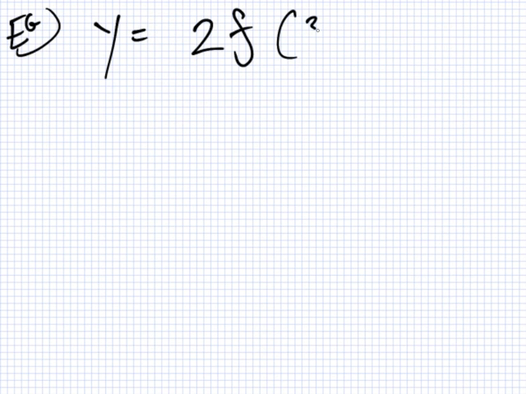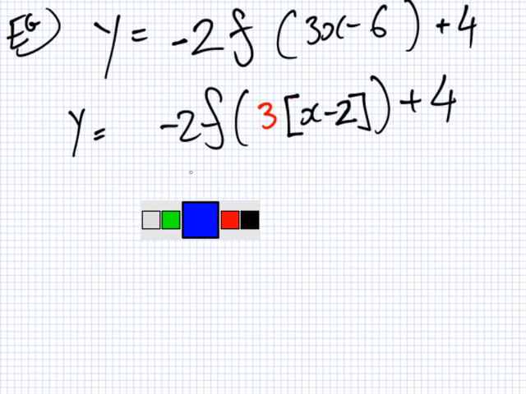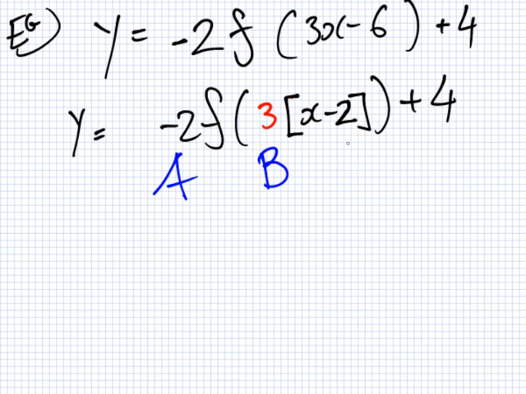So suppose I have something like this, for example. y equals minus 2 f(3x minus 2) plus 4. That's what you should be saying right now. So first thing you need to do is take out the 3 here. You can leave the minus in there, but you certainly need to take out the 3. So this is the A, this is the B, this is the C, and this is the D.